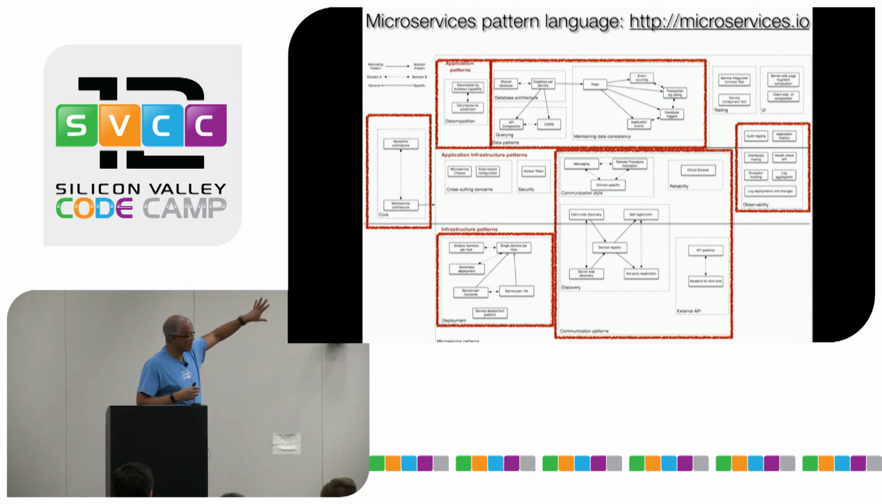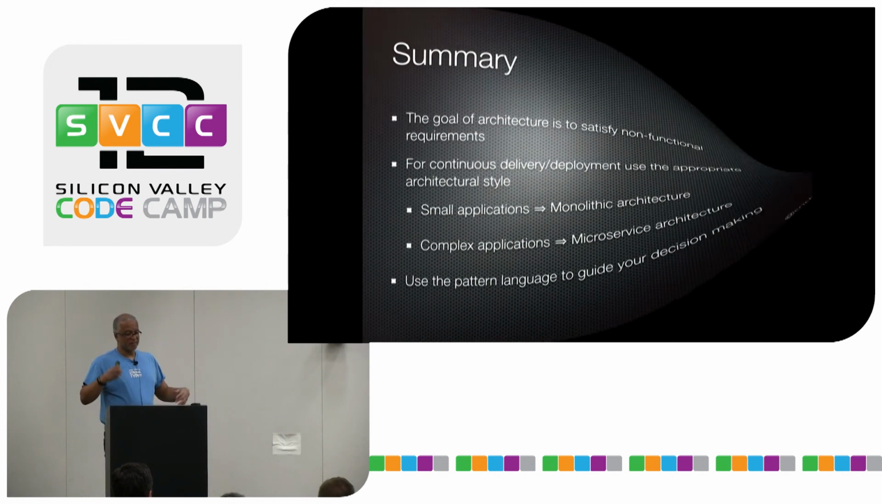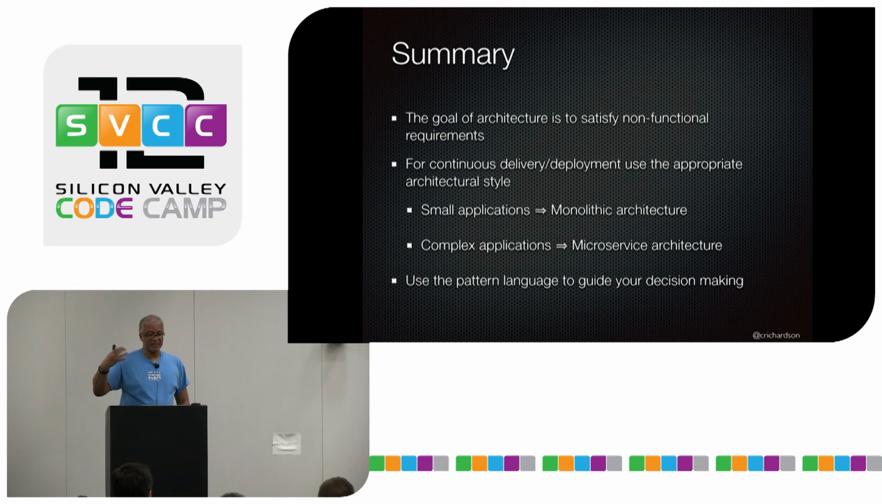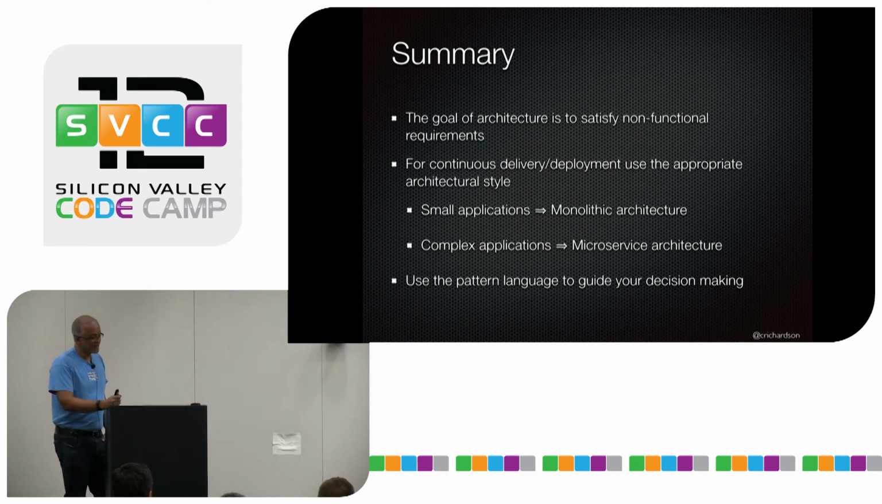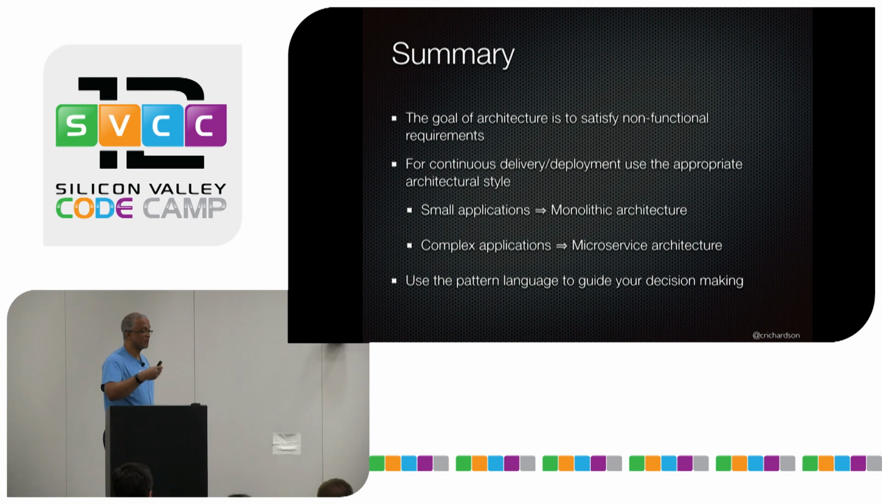And there are many, many more. And this is kind of work in progress. Every so often, I add new patterns to it. Anyway, so pretty much at the end, to summarize, the goal of architecture is to satisfy non-functional requirements. In the case of the microservice architecture, that's really all about maintainability, testability, and deployability, because those determine your ability to deliver software.